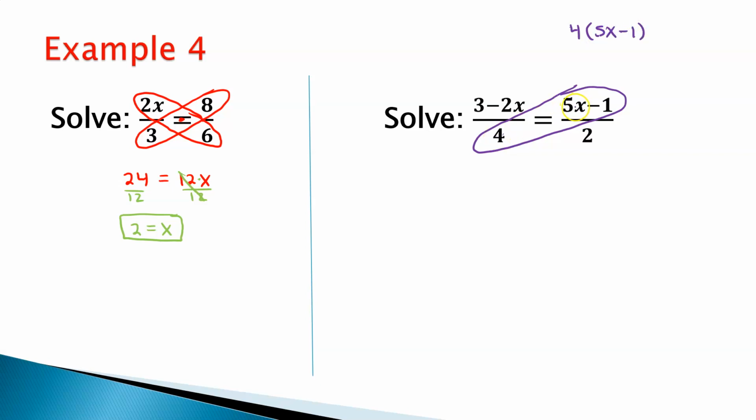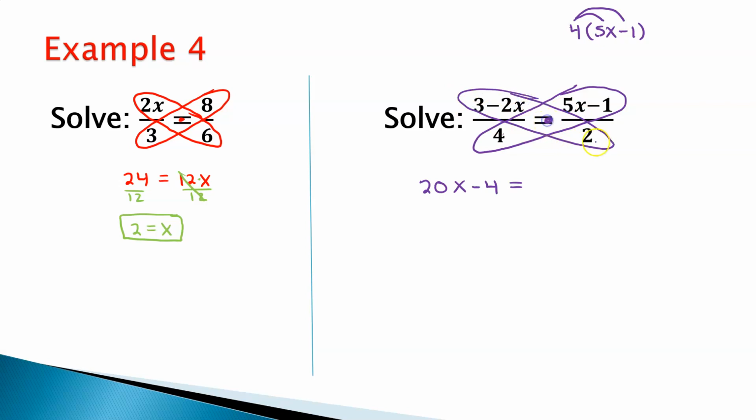4 times 5x is 20x. And then don't forget to do this for the second part. We did 4 times 5x. What's 4 times negative 1? That gives us negative 4. And we're done multiplying diagonally in that direction. So I bring down my equal sign, and I'm going to multiply one more time in the other diagonal direction.